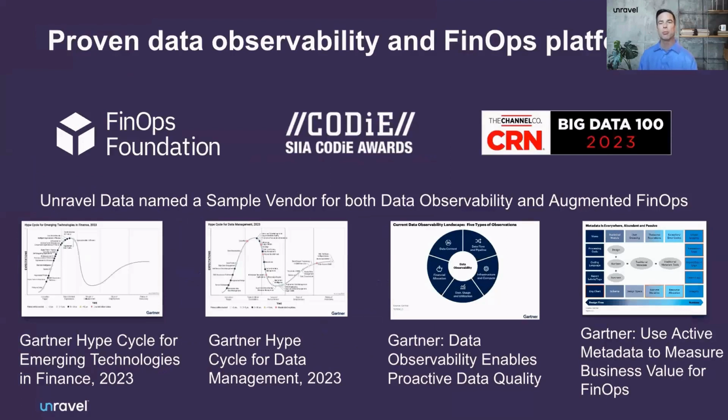So Unravel is the most proven data observability and FinOps platform. We're a member of the FinOps Foundation, named Best Data Tool and Platform of 2023 as part of the SIIA CODiE Awards, and named to the Big Data 100 list for the 5th consecutive year and among the inaugural group of coolest data observability companies of 2023. We've also been named by Gartner as a sample vendor for both data observability and augmented FinOps.